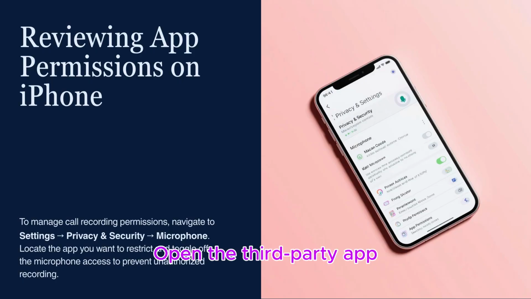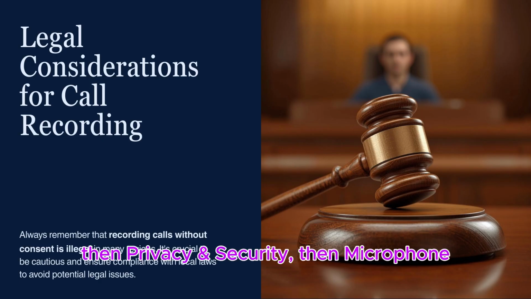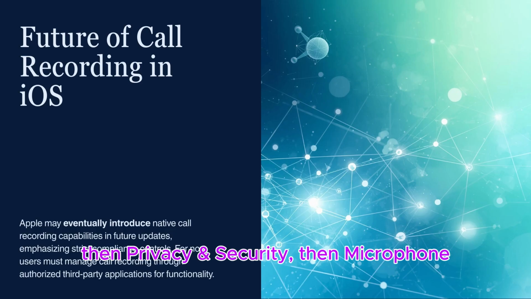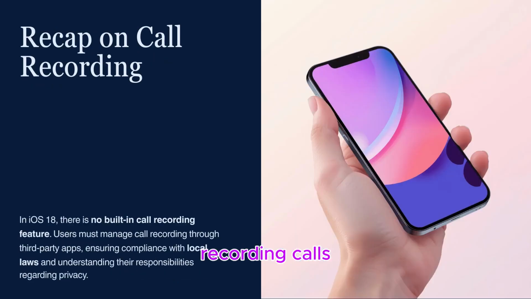Open the third-party app you use for recording, go to its settings, and disable call recording permissions or uninstall the app. To review app permissions, go to your iPhone settings, then privacy and security, then microphone. Find the app and toggle off microphone access, which will prevent it from recording calls. Always remember, recording calls without consent is illegal in many regions.